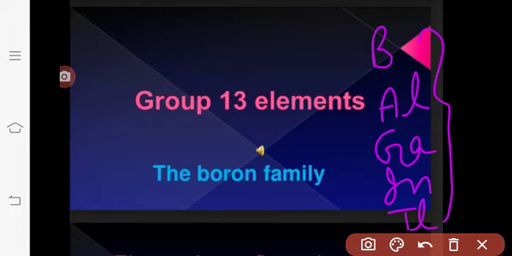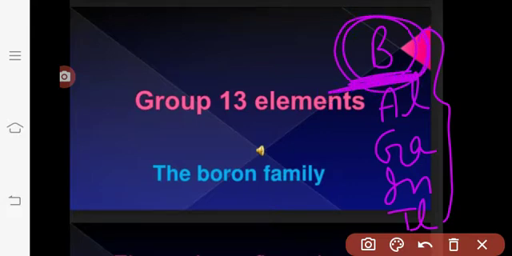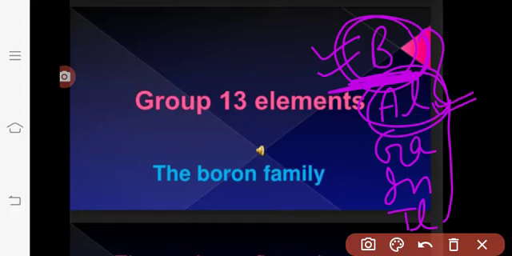So boron is a non-metal, but the other members of the family show metallic properties. The non-metallic nature of boron is due to its small size, high ionization enthalpy and high electronegativity. Aluminium is a metal but shows many chemical similarities to boron. Now, what is the occurrence of boron?